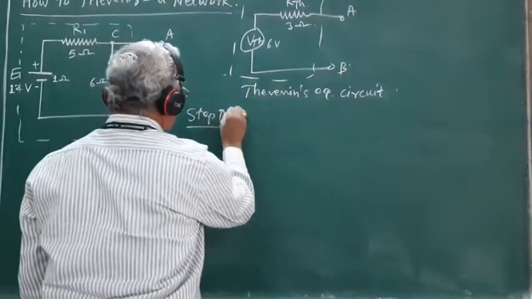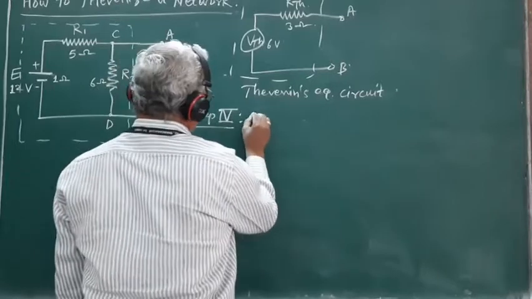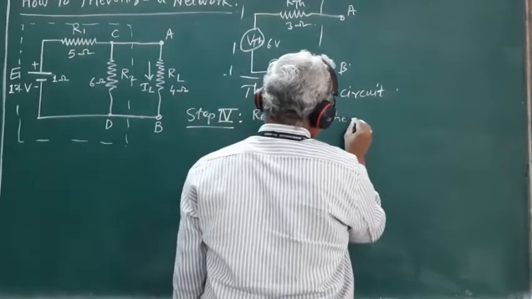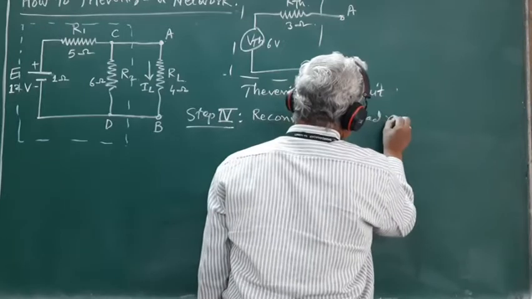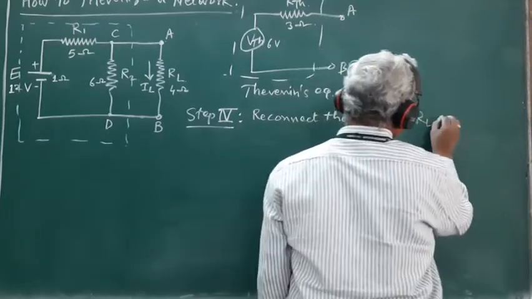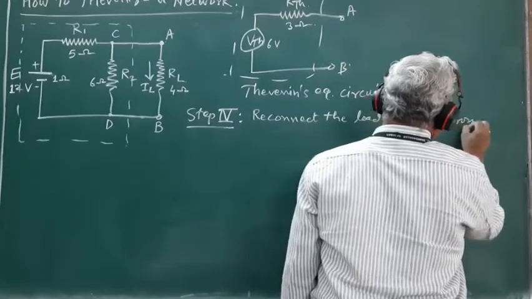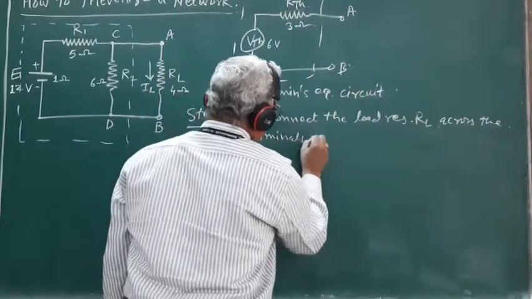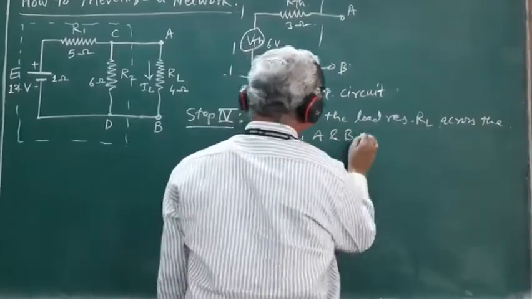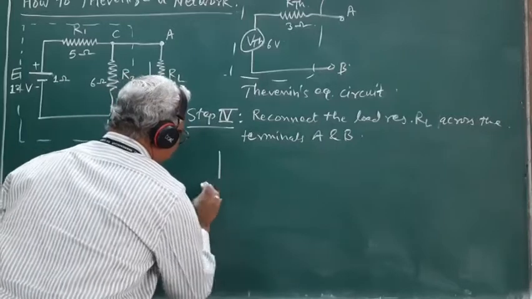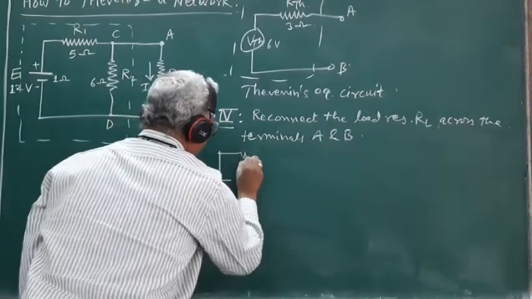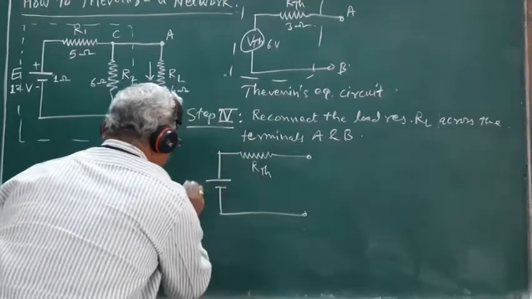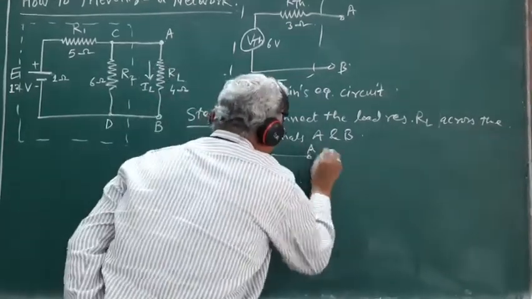So the step 4 is: reconnect the load resistance RL across the terminals A and B. So we get the network like this. This is RTH, this is VTH. These are the terminals A and B.